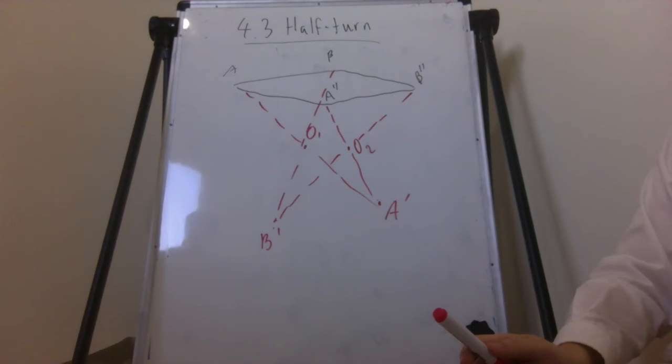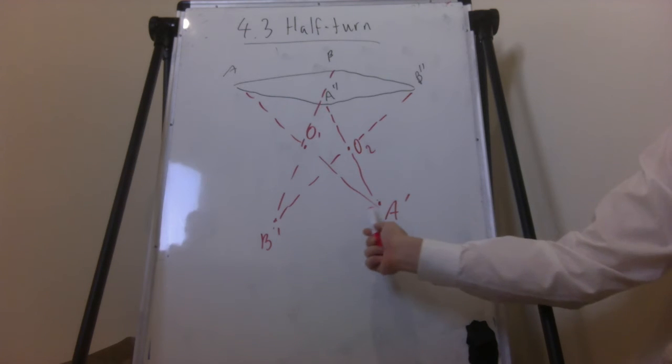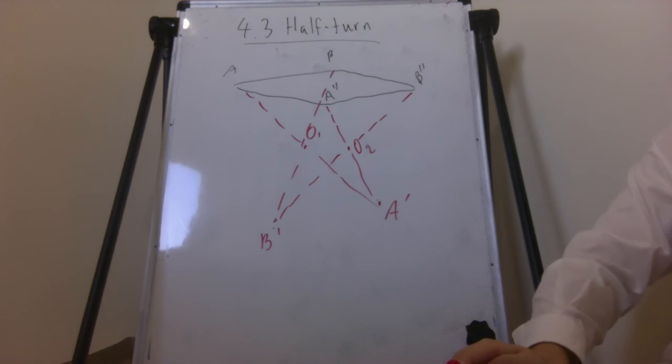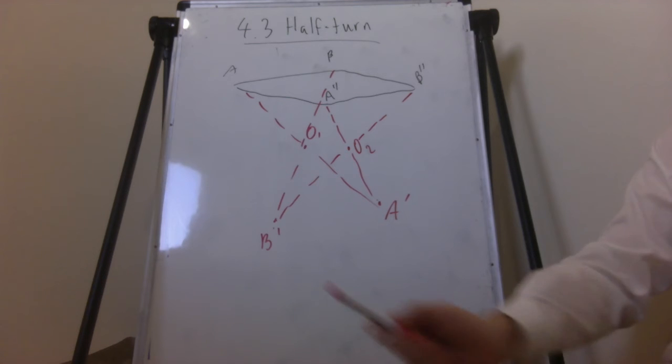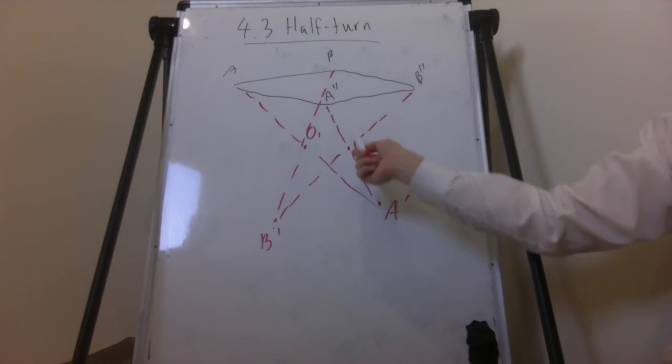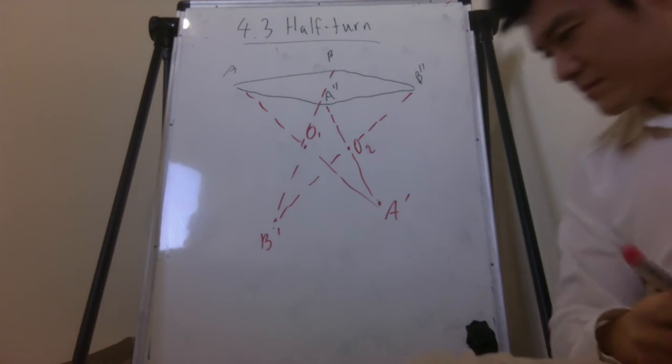Okay? And the same reasoning shows AB is parallel to A double prime B double prime. AB is on this similar triangle with A prime, B prime, yeah? Which is on another triangle with there, yeah? So it's parallel. Okay.